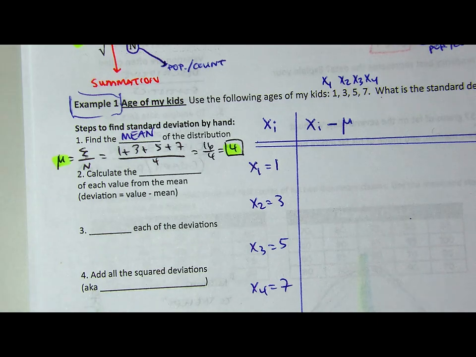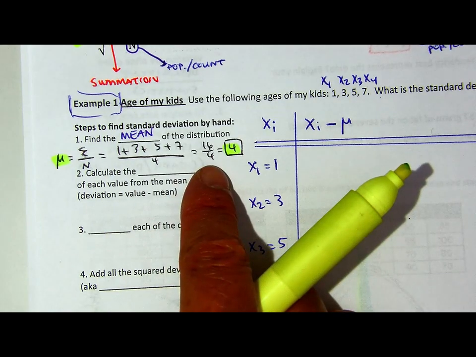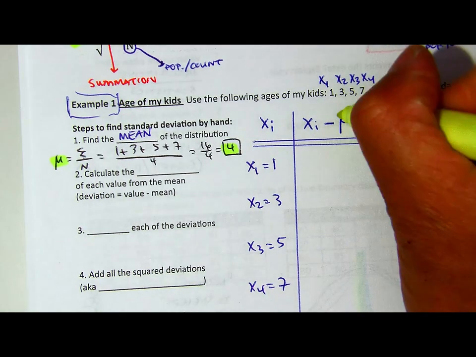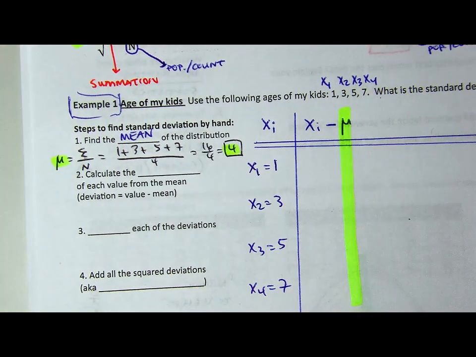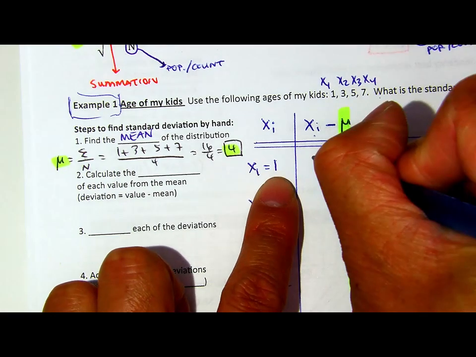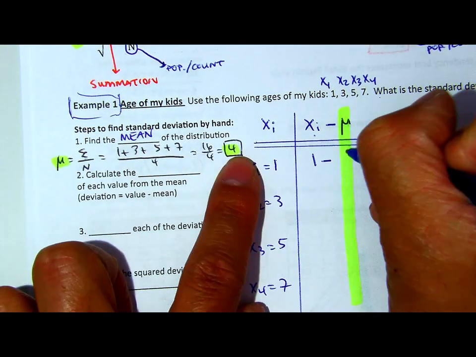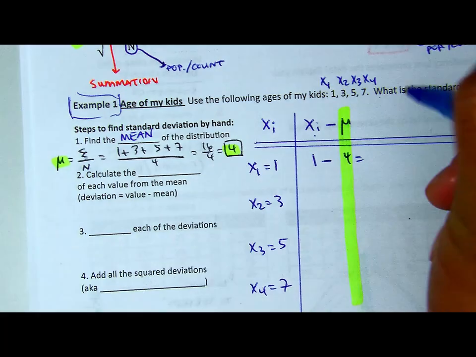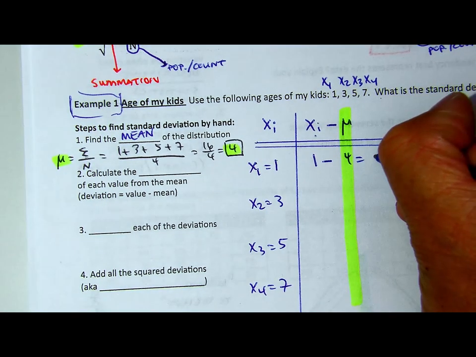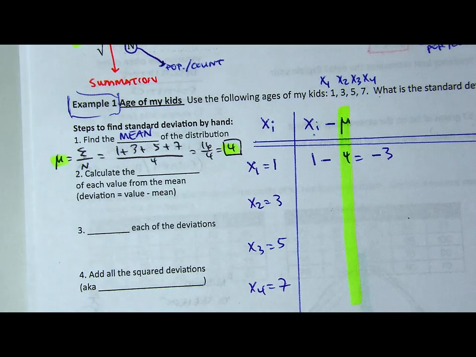We added up all the values, right? 16 divided by 4 is 4. So this is what we're going to do. We're going to take the x1 value, which is 1, and we're going to subtract it by 4. Class, 1 minus 4 is -3.